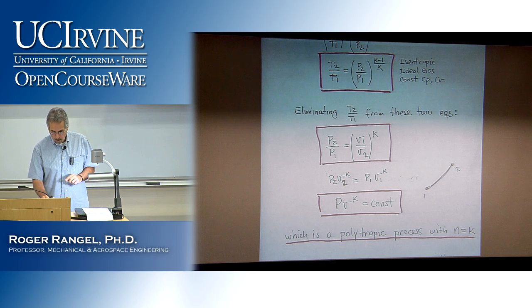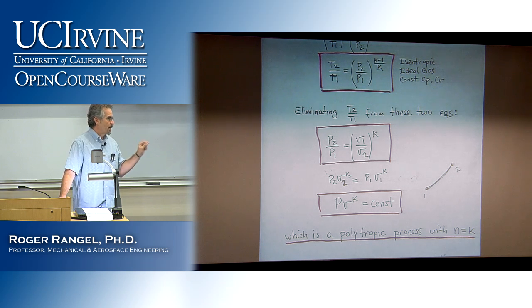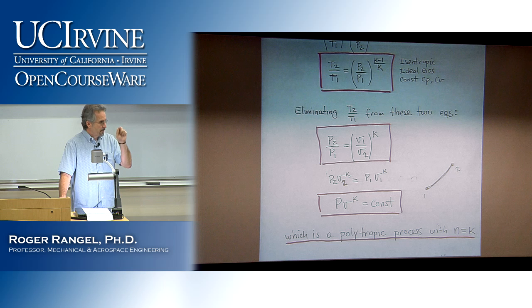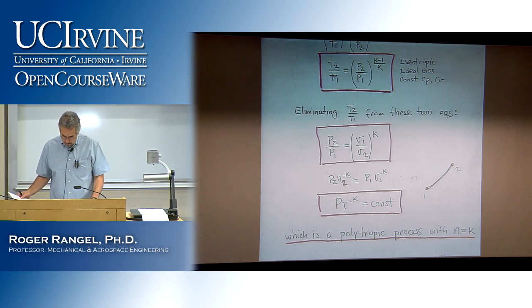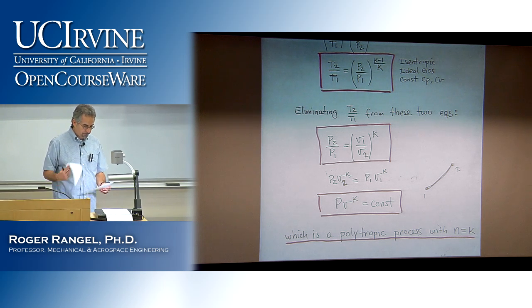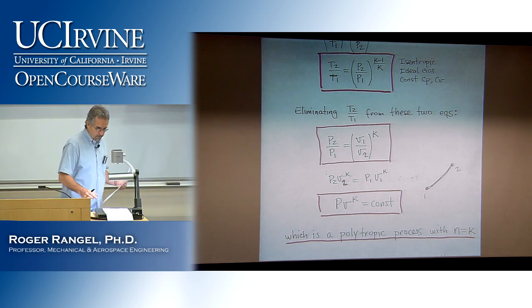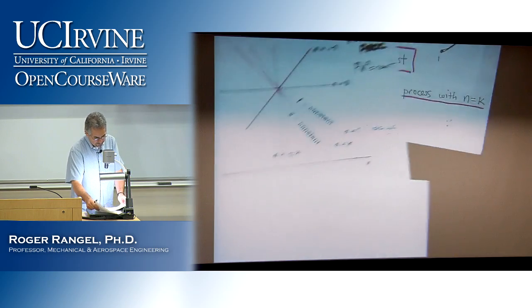So the conclusion is that for such an ideal gas, an isentropic process is a polytropic process where N is the ratio of the specific heats. This also allows us to summarize what we know about polytropic processes. So let me move this away and show you this graph.